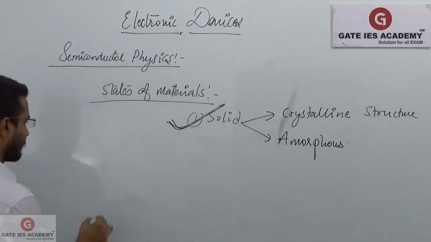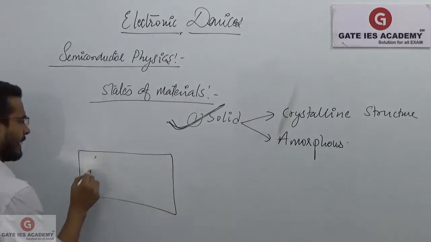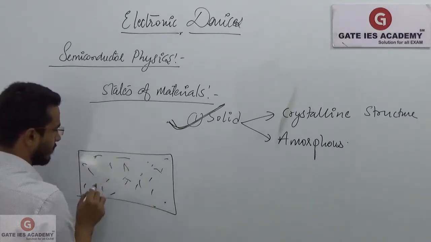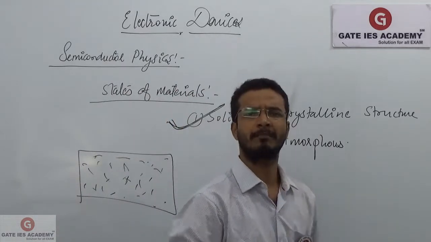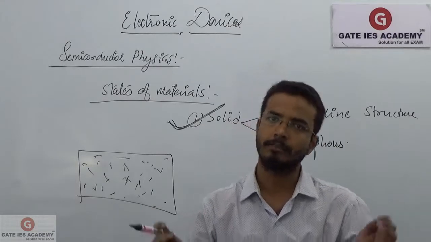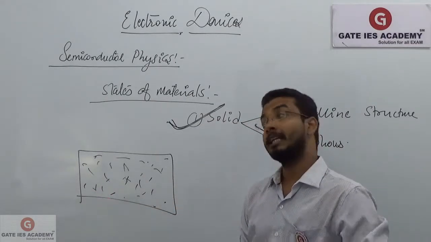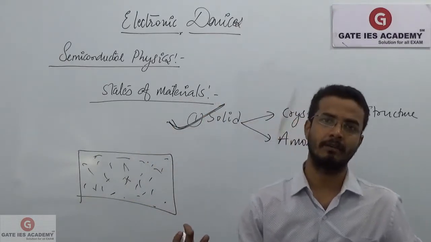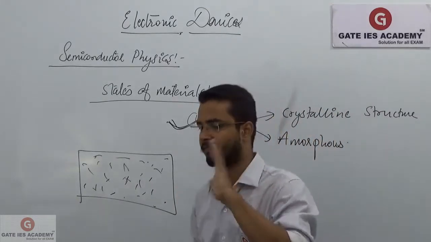That means if I am having this, any atom can sit anywhere, with no periodicity or anything, then that is the amorphous. That means you have just packed a particular solid with atoms and the force is very high, that is why the shape is not changing, so it is a solid. But if you see how the atoms are arranged here, it will be random. Any atom can exist anywhere.